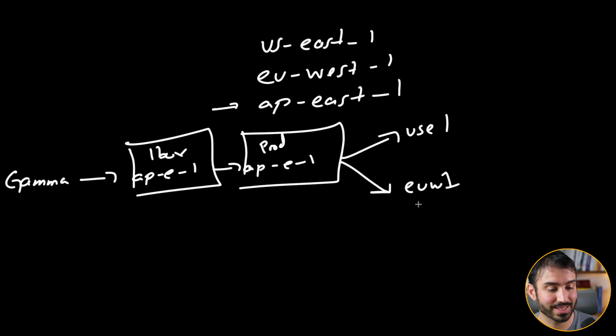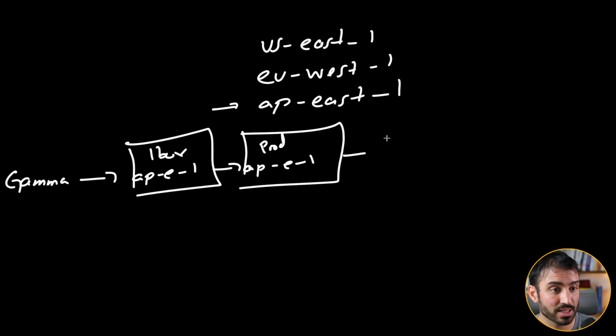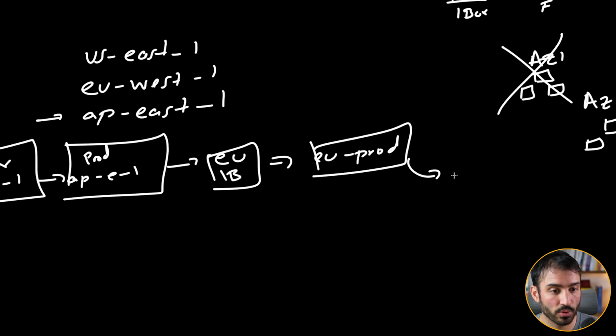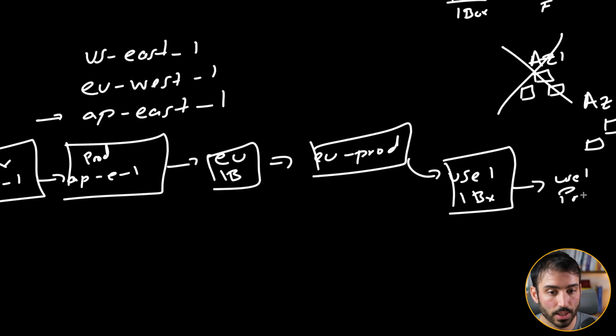But if you wanted to do this in a way that's as safe as possible, you would chain these things together. So you would do AP one box, AP prod, then the next most non-populous region, say the EU region: EU one box, and then EU prod. And then the next thing, US East 1: US East 1 one box, and then US East 1 prod. So this is how you would set this up.